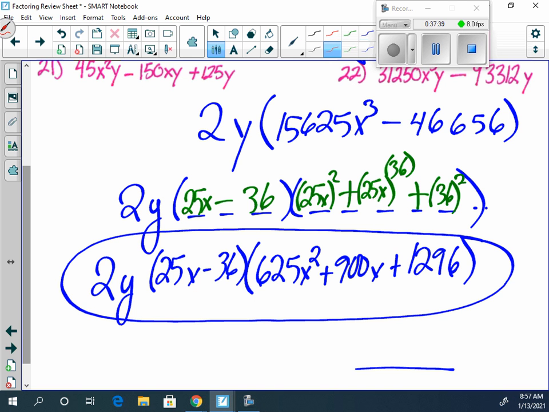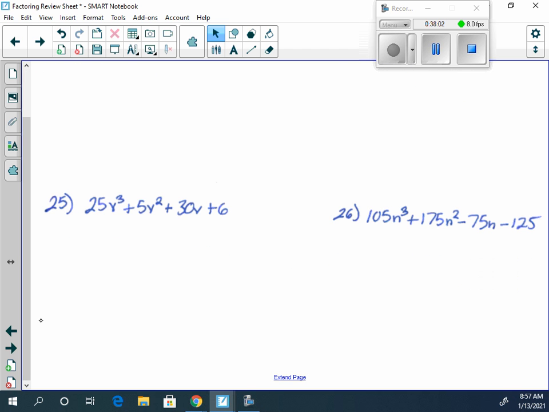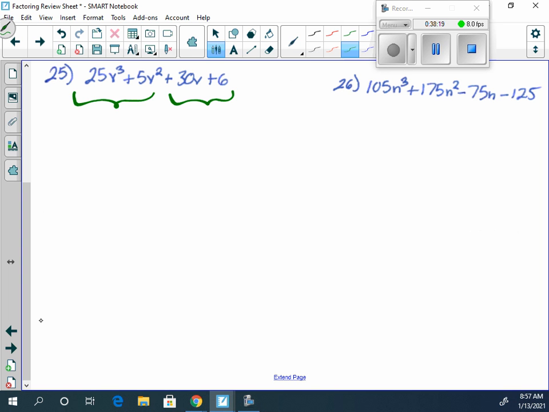Okay, well, I'm going to draw a line. Questions on 22 through any of these 4 here? Apparently I can't read the board. Questions on 23 through 26. 25, okay. So this is the last type that we talked about, which was grouping. And normally what we can do with these is group the first 2 and the second 2. So 25v cubed and 5v squared. What we want to do is see if there's a greatest common factor between these 2 terms.